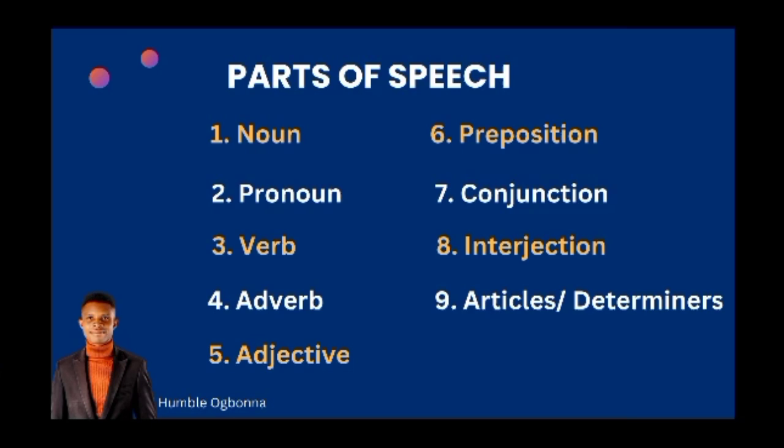There are about 8, 9, or even 10 parts of speech. Some scholars say there are 8, others say there are 9, and some say there are 10. Some scholars remove interjections. Others say that articles are part of the determiners, while others say that they are different. In this module, I shall explain all of them.